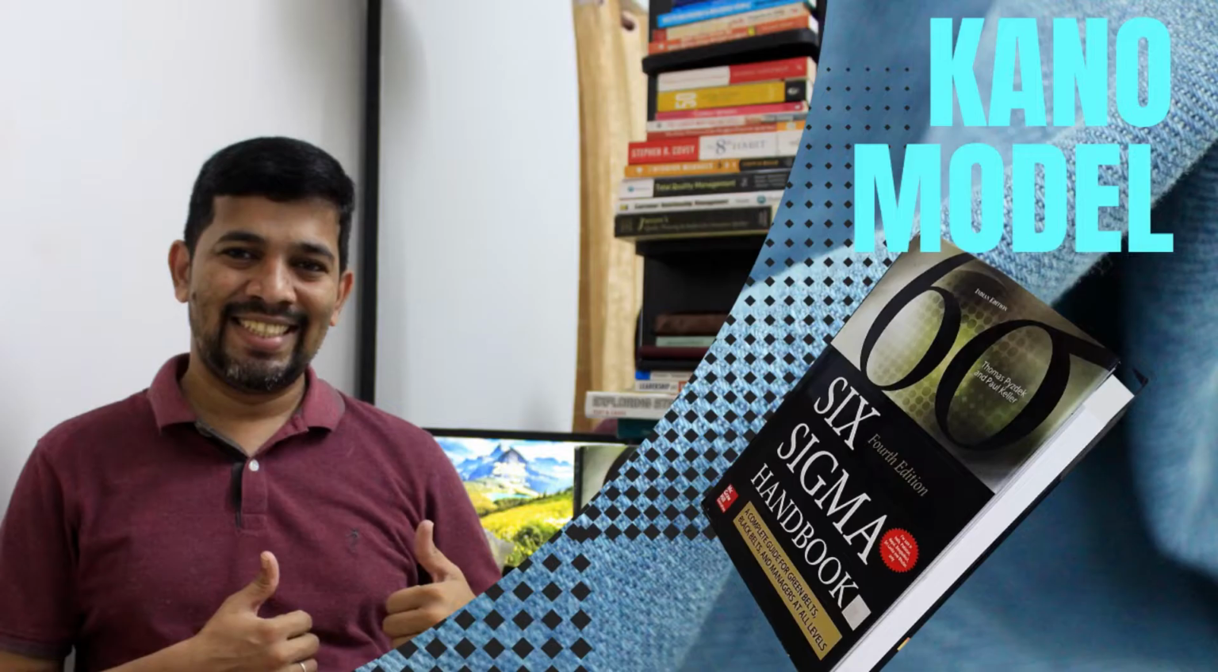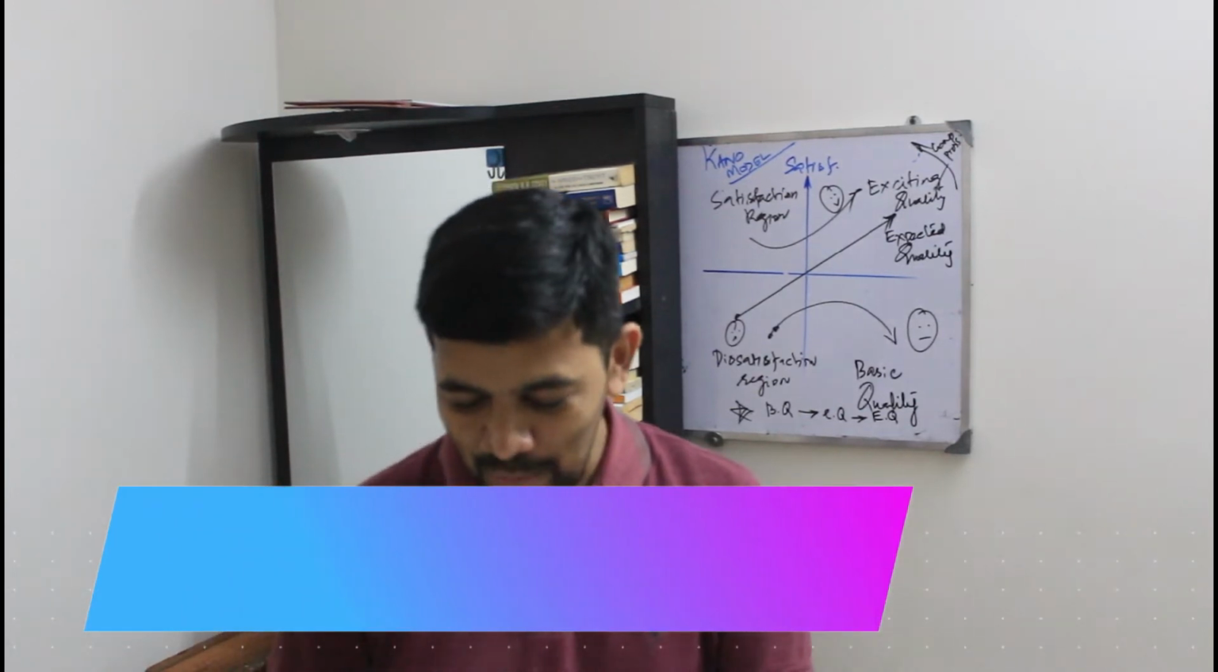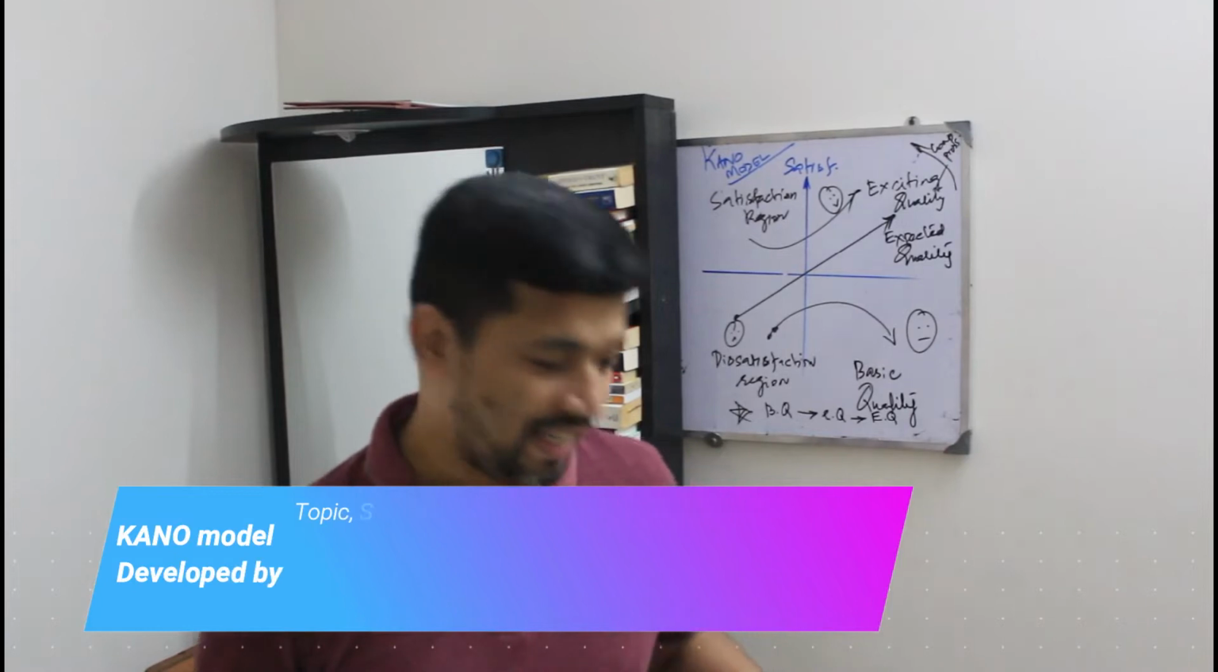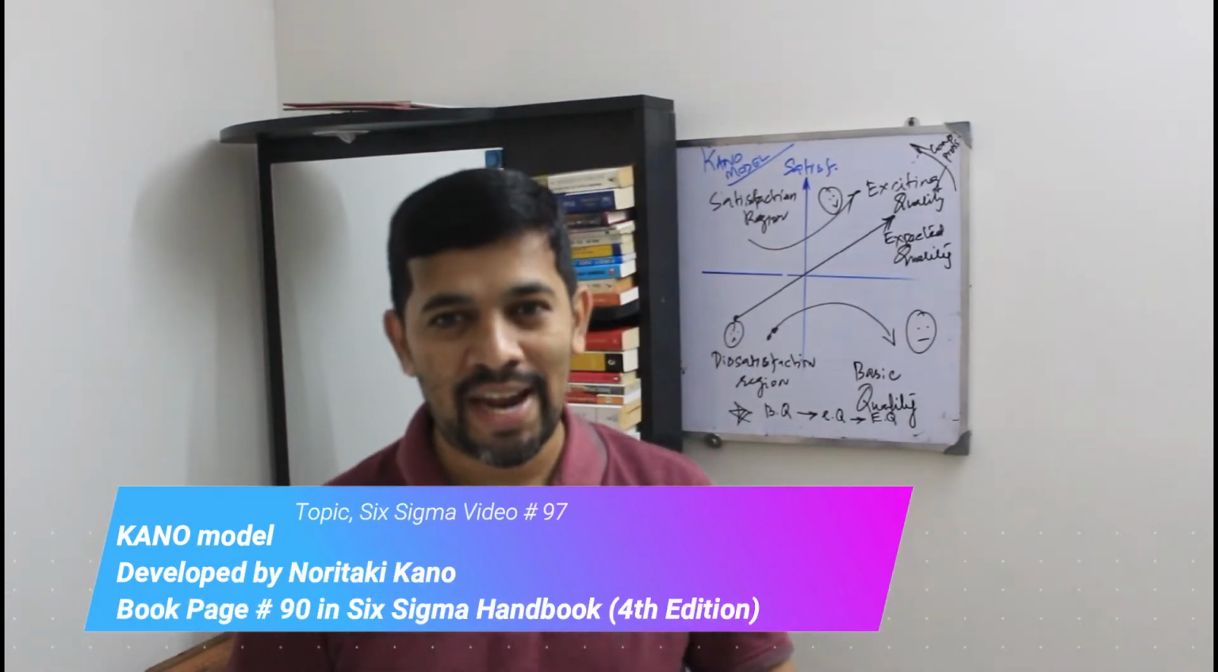So this is the book we are going to review today, Six Sigma Handbook, and it's a 4th edition. And the topic which we are going to discuss today is Kano model. So Kano model is mentioned briefly, almost in one page in this very book, on page number 90.